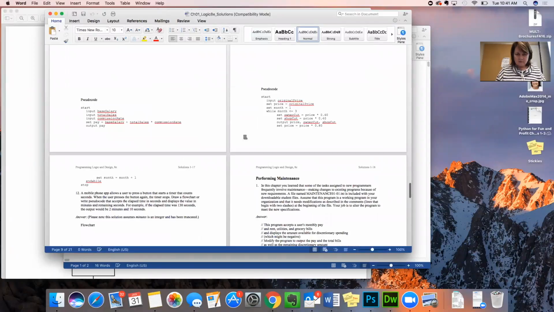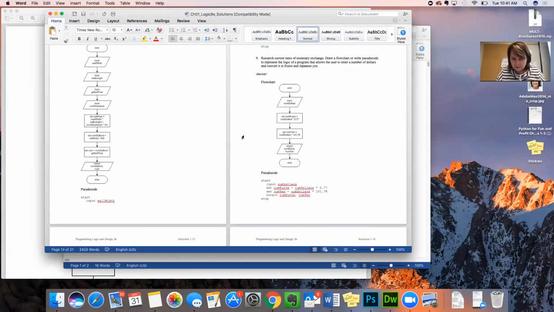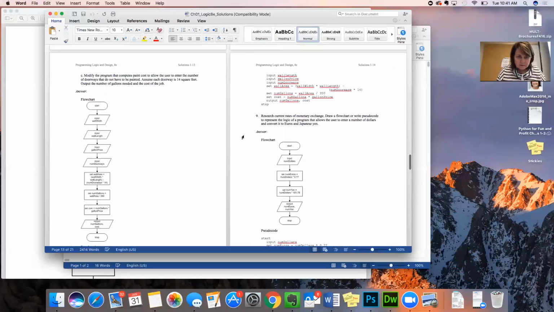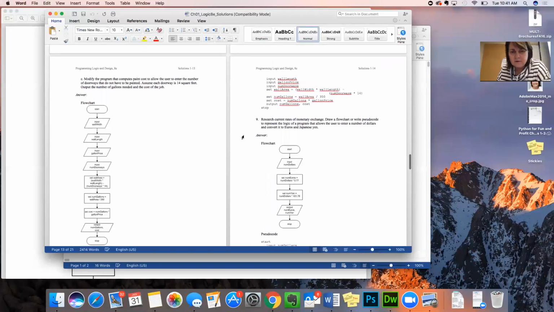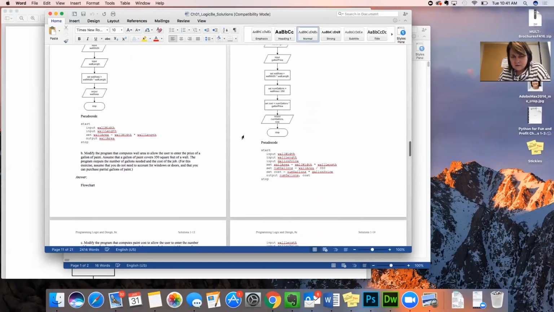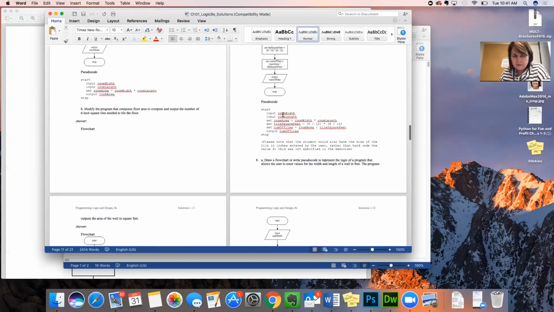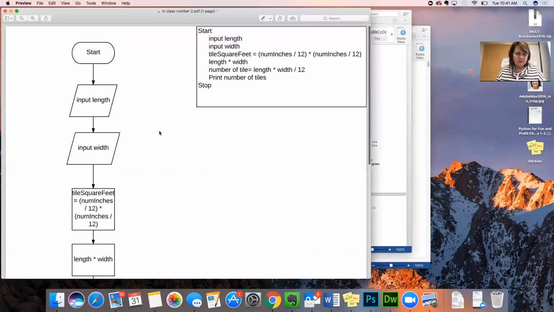This is number dollars. Let me see which one it is. Cost of the job. Lengths. I thought it was this one. Let me see. There it is. Okay, it should be like this, and so y'all can have it.